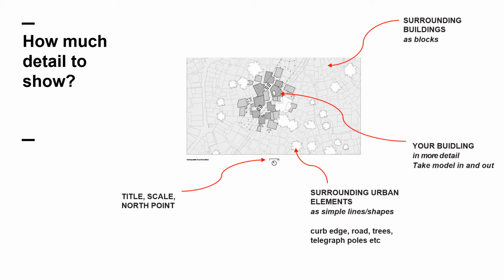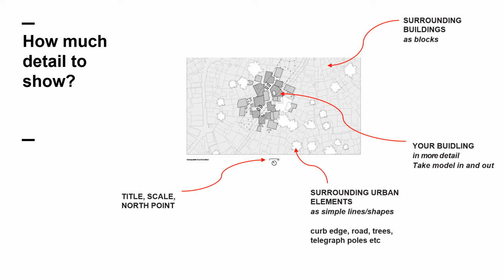Some general principles are that you can show surrounding buildings as kind of massed blocks, that we then show the site that we are focusing on in a little bit more detail, and as your proposal evolves, you'll start to show that. We need to show surrounding urban elements as simple lines and shapes. So that would be things like the footpath, the edge of the curb, the road, trees, the telegraph poles, the phone booth, etc., etc. And many of these components you picked up on in the site analysis that we did in week 1 in the site visit.